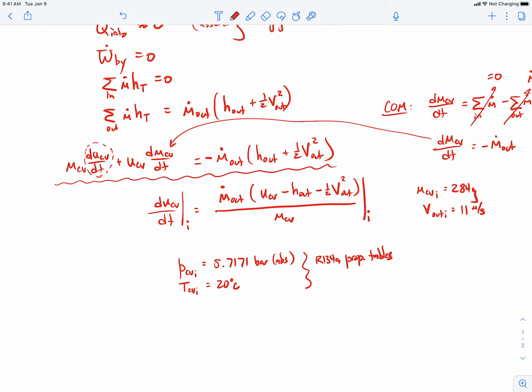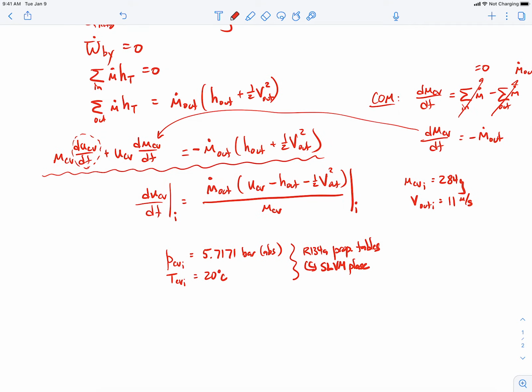Okay, if you look that up, I'm not going to show it here, but if you look at the tables for those conditions, what you'll find is that the R134A is in a saturated liquid vapor mixture phase. So we're going to have to calculate what the quality is for that case. To find the quality, I can actually use the specific volume.